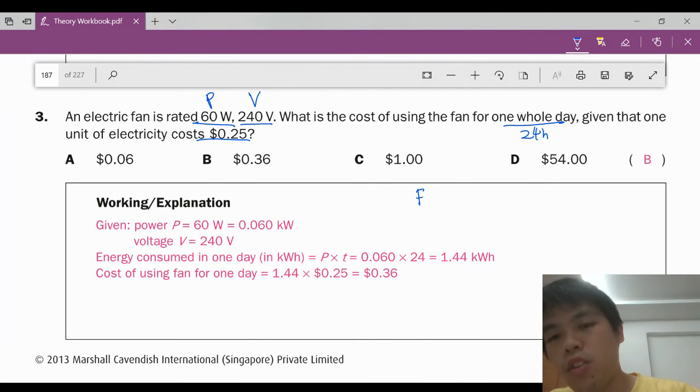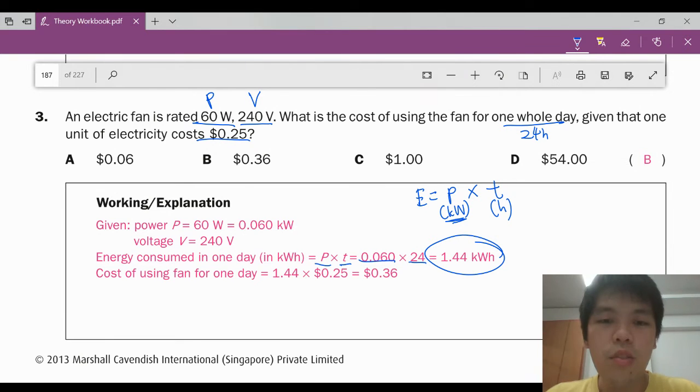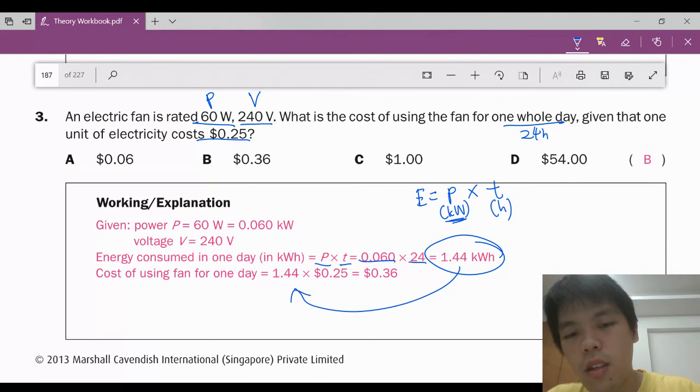So you want to calculate the energy. So the energy equals to power times time. Take note your power must be in kilowatts. Your time must be in hours before we do the calculation. So power times time is here, power times time. Power is 0.060 because you want to convert into kilowatts, remember. Time is 24 hours, you'll get this amount of kWh. This is for energy. What is the cost? You multiply this by the per unit cost, you should get $0.36.